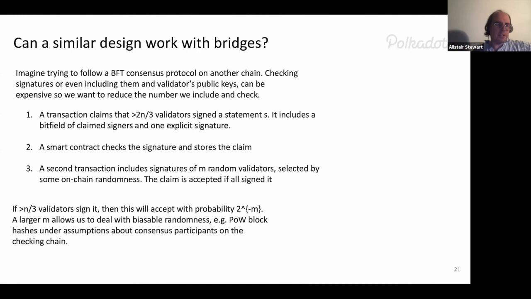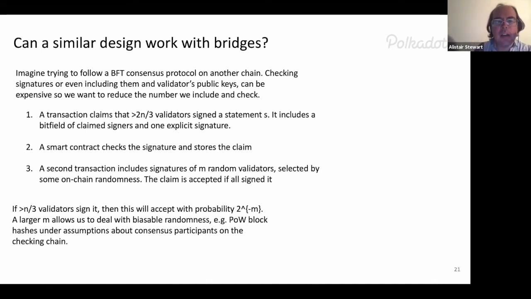Basically, we claim that a bunch of validators signed something. To do this, we only need to give 1 bit per validator to say who signed it, and we give 1 signature. And instead of storing the entire validator set, we just store a Merkle root of all the public keys instead of storing all the public keys. So we can have a Merkle proof of this one public key we need for this 1 signature.